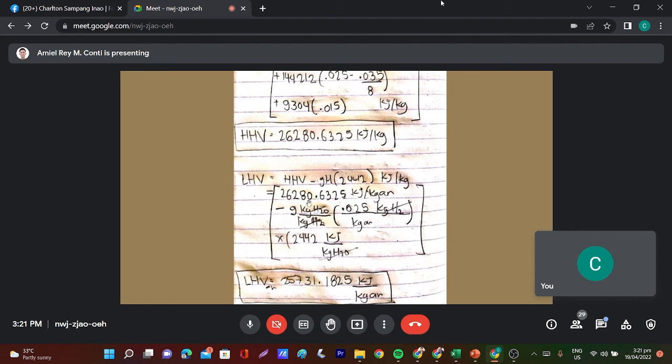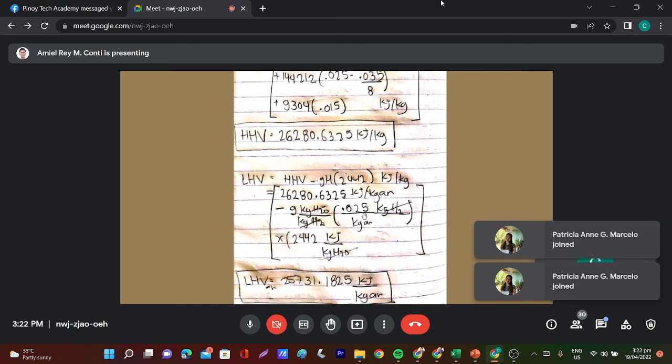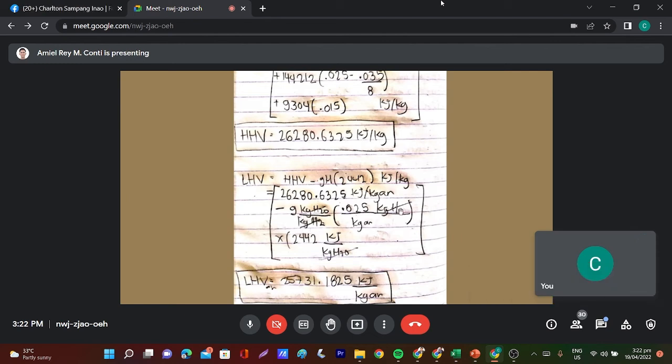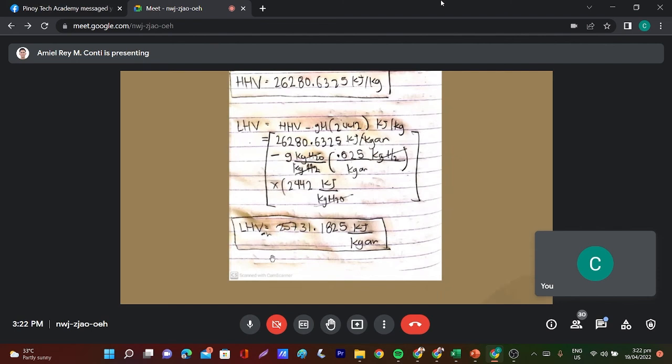Then, ito, 26,280.6325 kilojoule per kilogram as received, kasi yung higher heating value is as received. Minus 9, dahil sa water, times the hydrogen na 0.025 kilogram hydrogen over kilogram as received. So we cancel the kilogram hydrogen, then ito pa pala yung 2,442 kilojoule per kilogram ng water, na-cancel din yon. So ang matitira na lang is kilojoule per kilogram as received. Doing the calculation here, yan, we could get the lower heating value as received na 25,731.1825 kilojoule per kilogram as received.